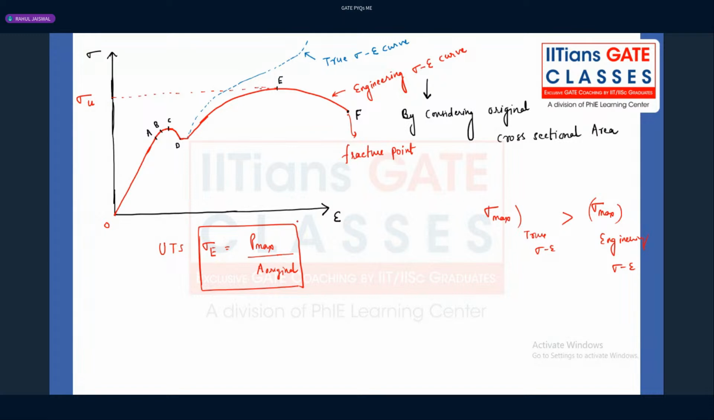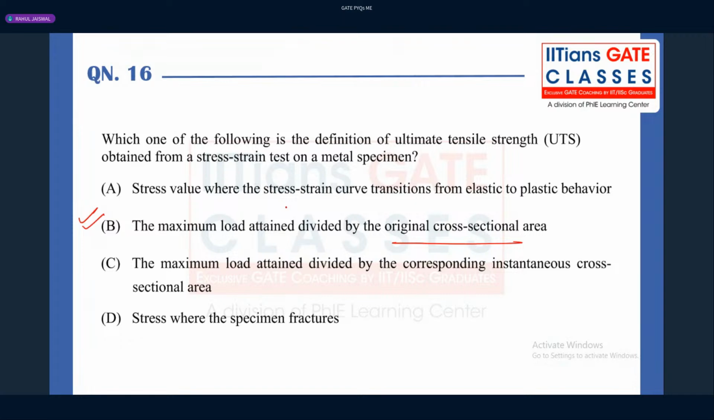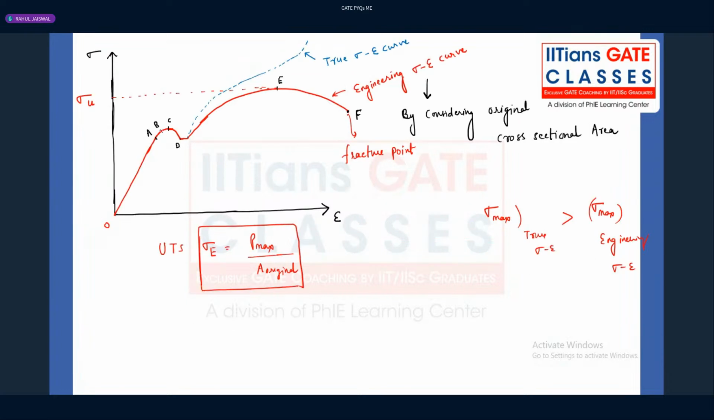So what should be the correct option? B should be correct, right? D is not correct. The specimen where exactly it is failed at which particular stress, that is a fracture stress. That is not the ultimate tensile strength, right? And the stress value where the stress strain curve takes the transition from elastic to plastic, that is also not the ultimate, because whatever the transition is taking place, that is taking place from a point B, right?